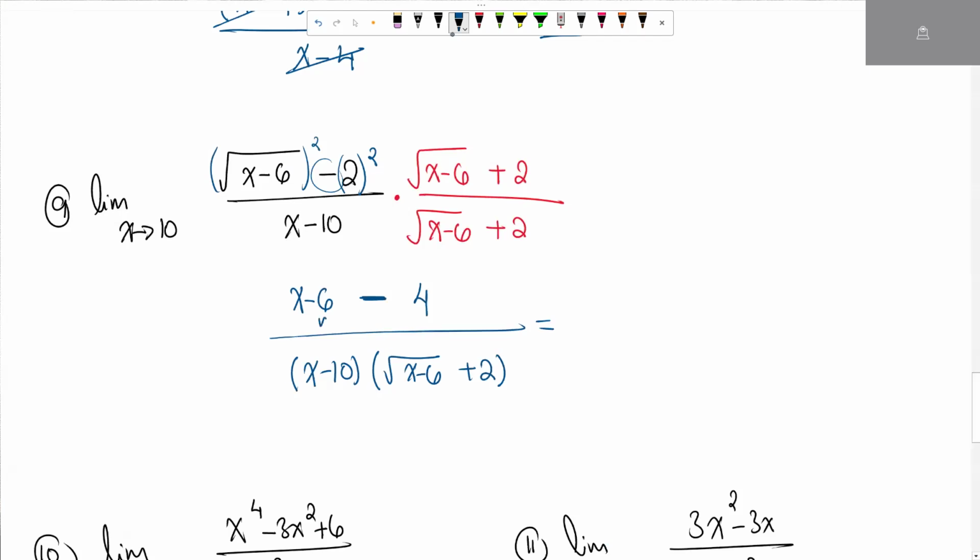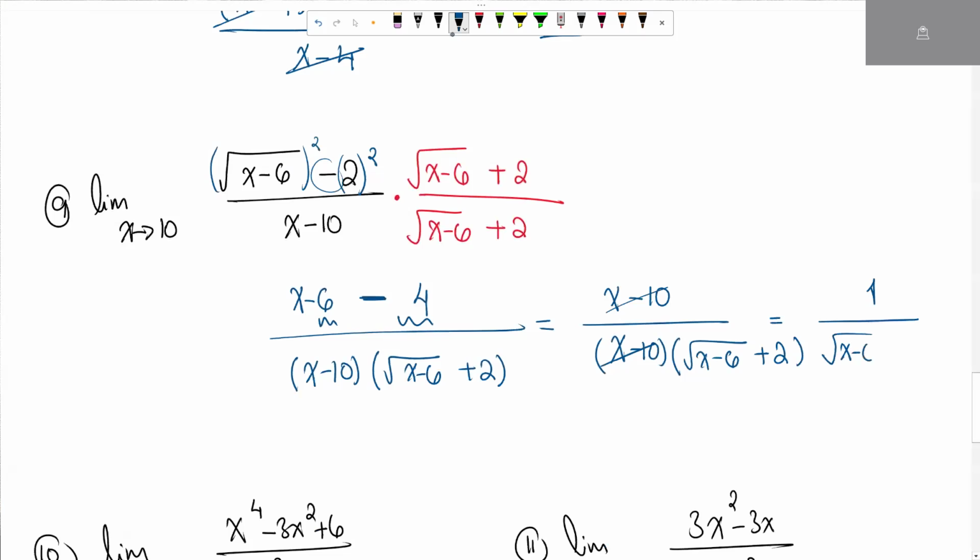If we simplified and added the like terms, that would get me x minus 10 over x minus 10 multiplied by root x minus 6 plus 2. The x minus 10 and the x minus 10 will cross each other. I'm now left with 1 over the root x minus 6 plus 2. Because I've crossed things out, I can now substitute the x with 10. So that's 1 over root 10 minus 6 plus 2, which would get me 1 over 4 as the final answer.